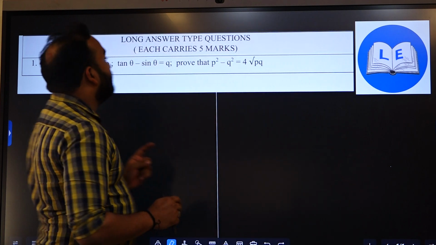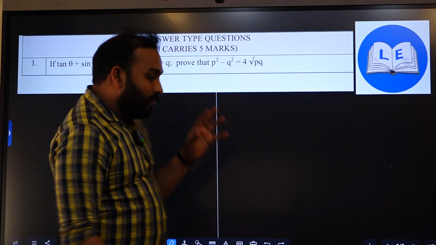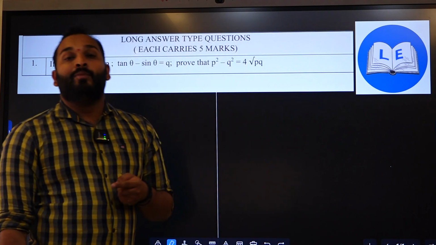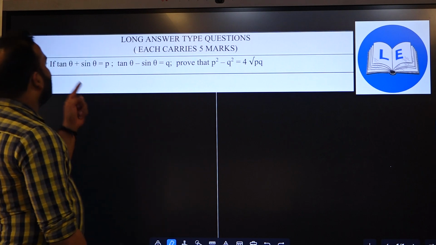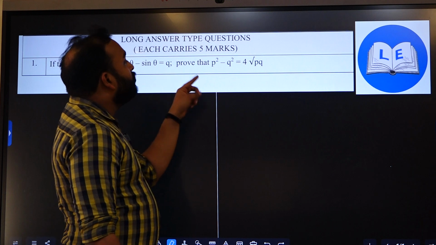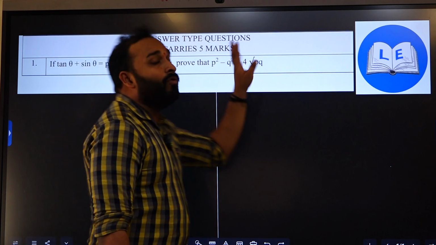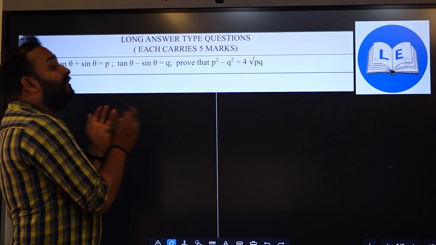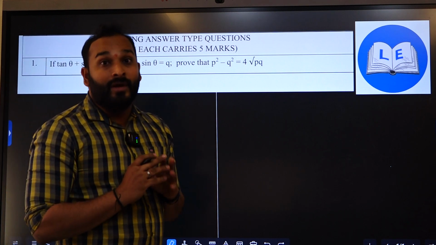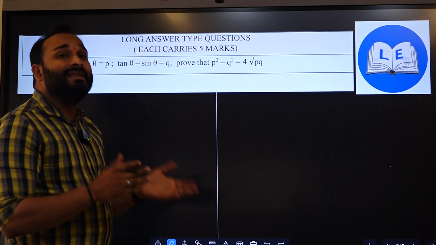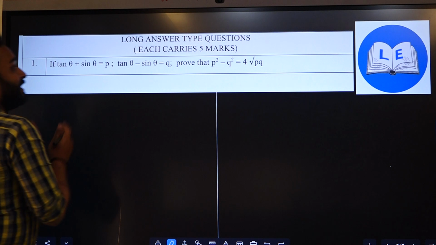If you look at this question, exactly the same question in a different way was asked in last year's board exam. They were given tan theta plus sin theta is equal to m, tan theta minus sin theta is equal to n. Prove that m square minus n square is equal to 4 root mn was given. This is the same question with the variables changed to P and Q. This is another important question which you can expect in this year's pre-board exam in your basic as well as standard paper. So let's see how to solve this.